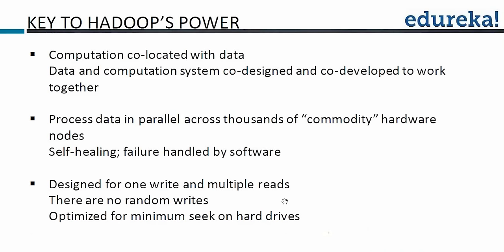It is designed for one write and multiple reads; there are no random writes. It is optimized for minimum seek on hard drives. Another thing is that Hadoop has very high latency, in the sense that it is not suitable for OLTP kind of processing. Suppose you want to go into a bank and look for, okay, Mr. Rajashekaran has come in to verify his account.